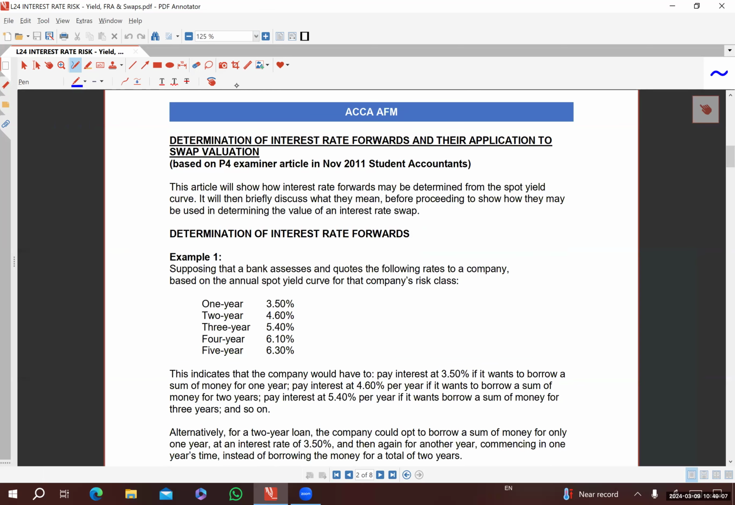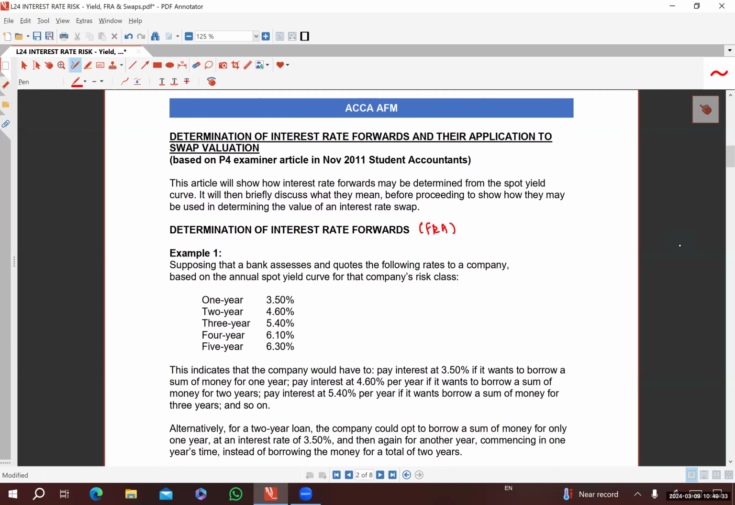First, determination of interest rate forwards. The forward rate for an interest rate forward contract we call FRA, forward rate agreement. We mentioned that before. It is an agreement with the bank to fix the interest rate for a future deposit or borrowing. That's called FRA, forward rate agreement.